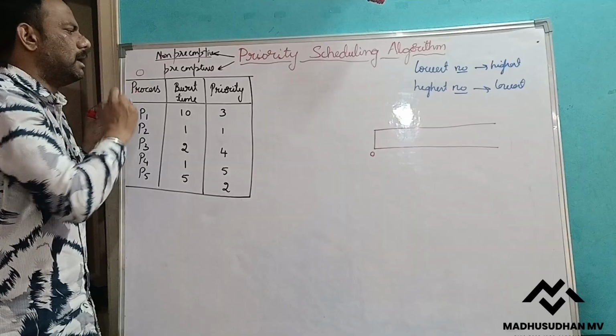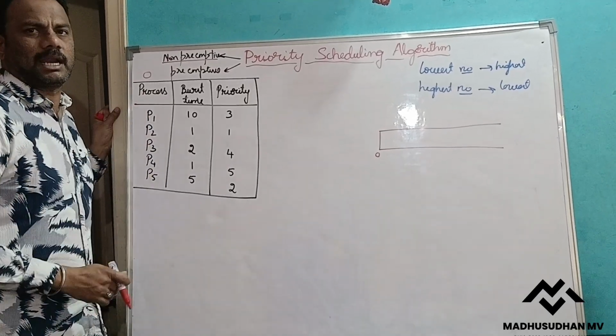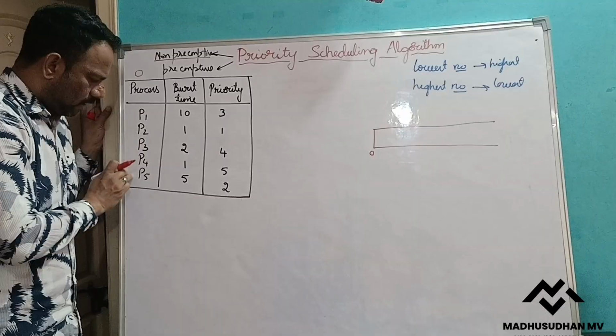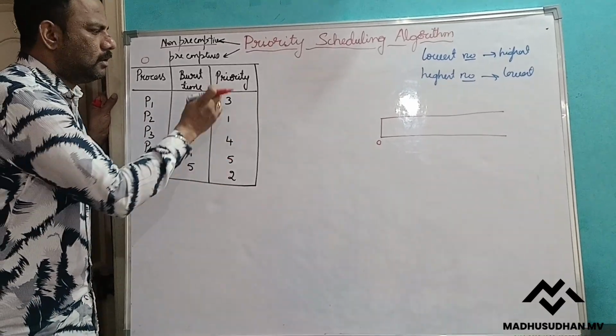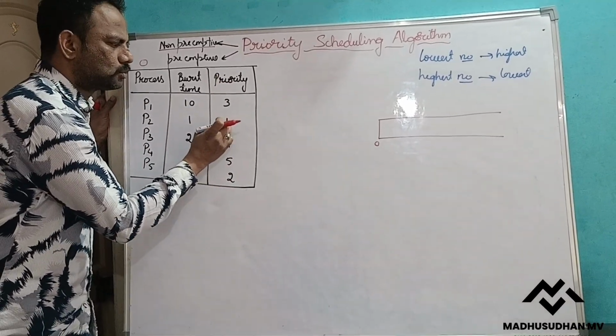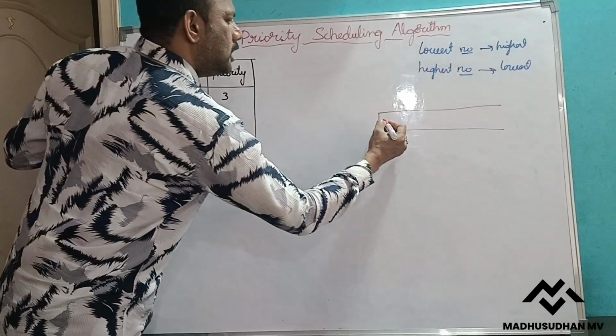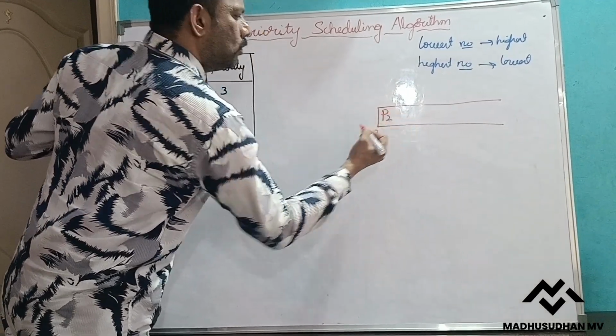Let us say at 0 time all the processes arrived. Since all arrived at the same time in this order, now you have to check the priority. Which is the highest priority? This is priority 1, that is process 2. So I need to start executing P2.